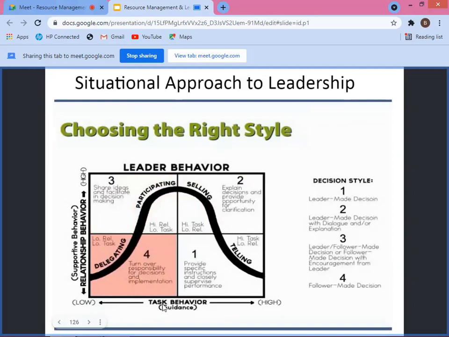On the x-axis is task behavior, guidance, high and low. 2-4 is high, 3-2-1 is high, 3-4 is low. And the y-axis is relationship behavior, supportive behavior. This is high, 3-2, and low, 4-1. So you have to know how to choose the right leadership styles and leader behavior styles.